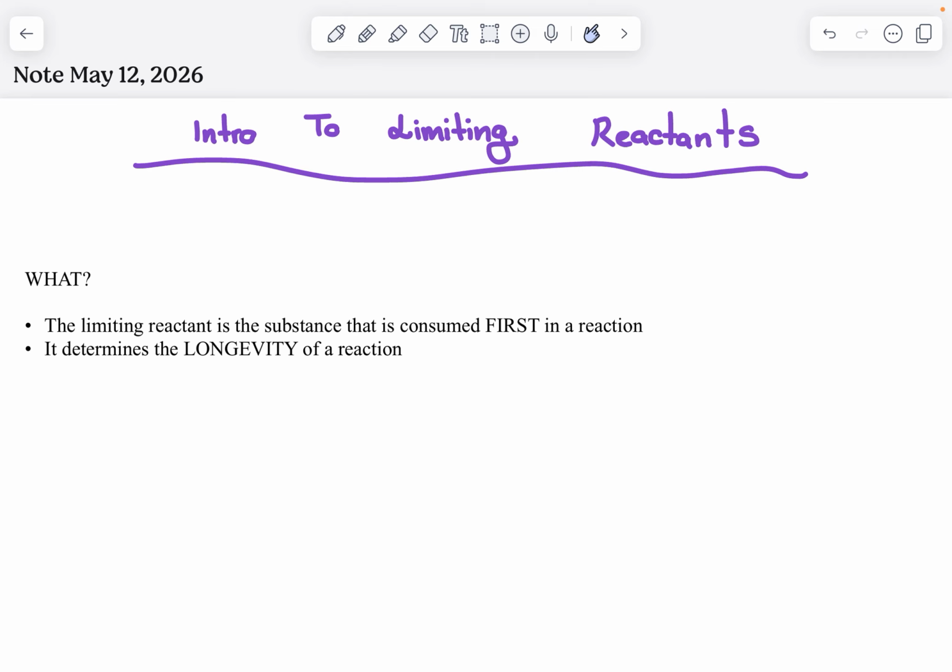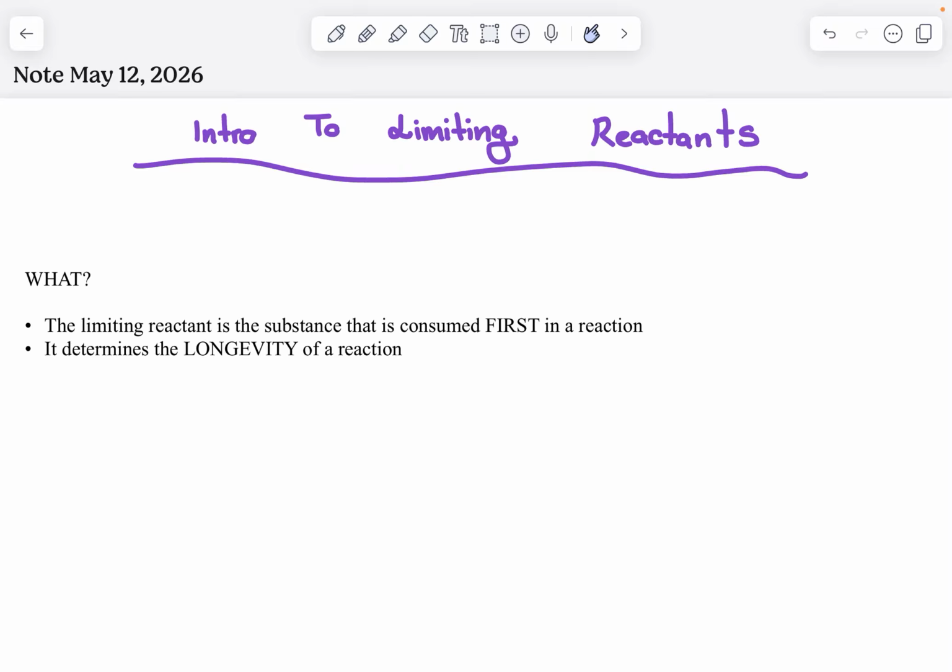So what is a limiting reactant? A limiting reactant is a substance that is consumed first in a reaction. And if you think about that definition, it really determines the longevity of a reaction, right? Because let's say there's two reactants. Once one of them is used up, even if the other one is in excess, the product cannot be made without both of them. So if one of them runs out, that's it. The reaction is over at that point. So the reactant that prevents more product from being made, that is the limiting reactant.